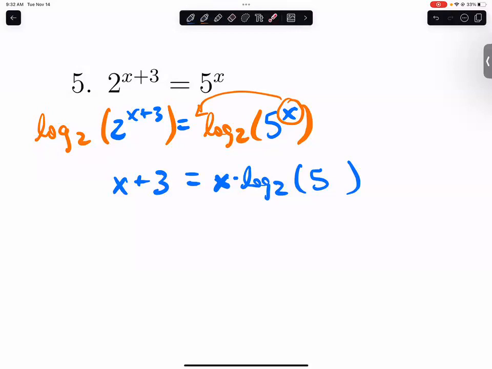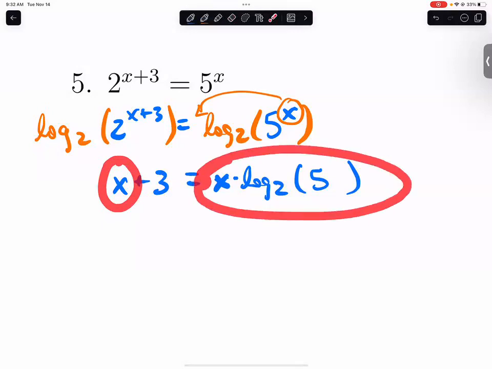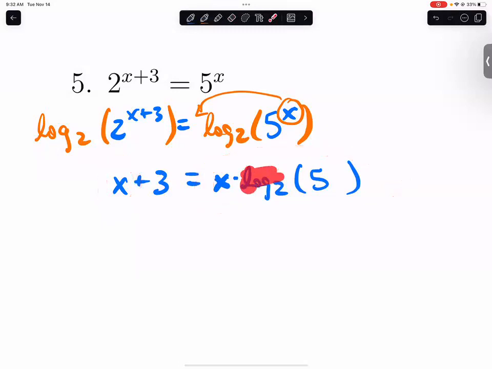We're solving. Here's an x. Here's another thing with an x in it, right? What do we need to do to solve? Pretend this part wasn't there. What would I need to do to solve? Get both the x's to one side and combine, get everything else to the other side. Okay, so let's do that.